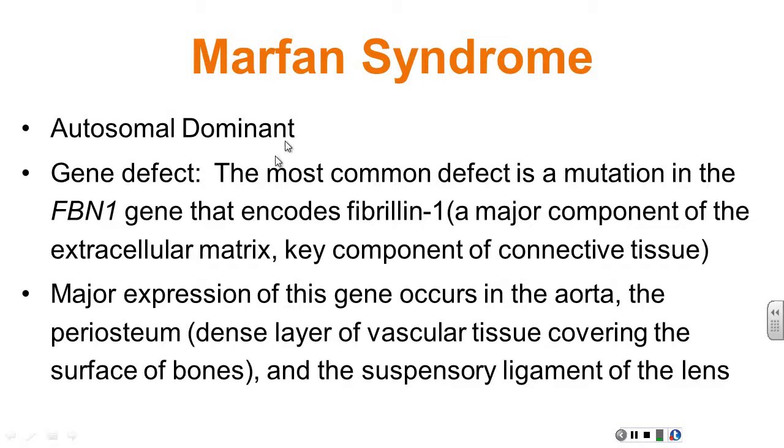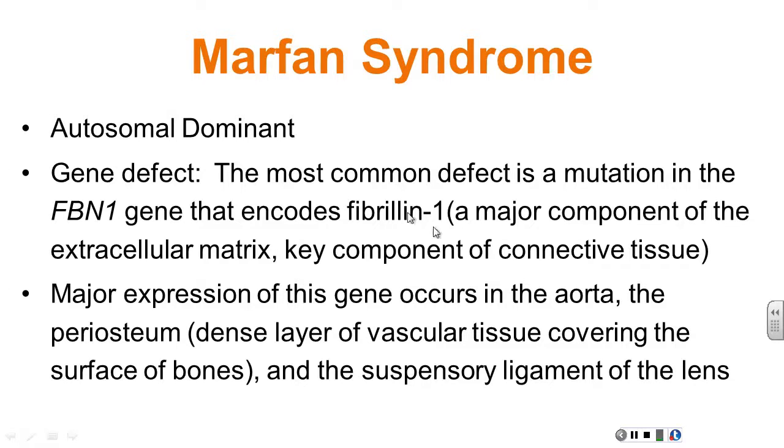With Marfan syndrome, by far most of the cases are caused by a mutation in the FBN1 gene that encodes fibrillin 1. So you've actually got multiple different possible fibrillin genes. Fibrillin, the protein, is a major component of the extracellular matrix. So it's a key component of connective tissue.